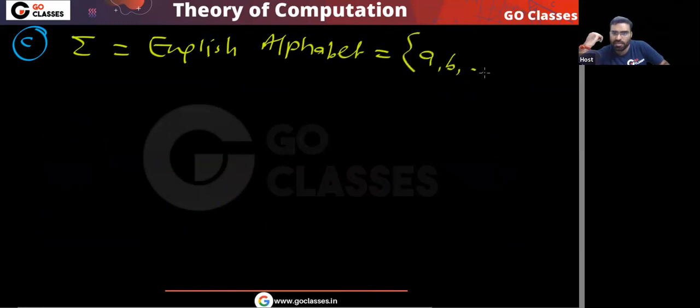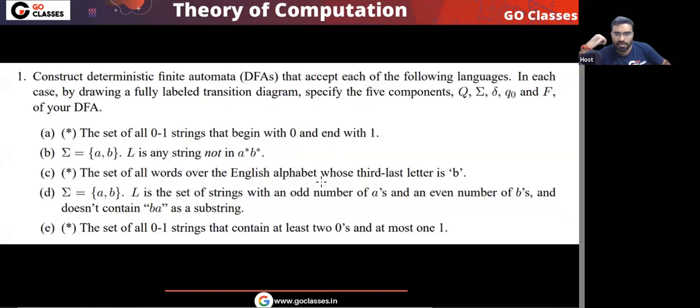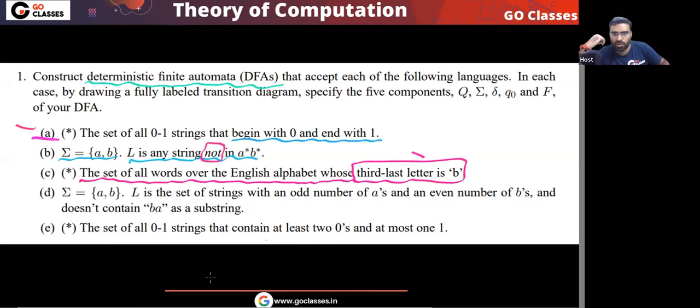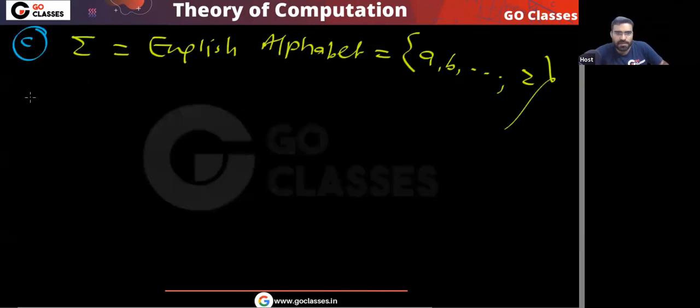Your alphabet is the English alphabet, meaning A, B, C, D and so on up to Z. The question is asking that the third last letter is B. So this is what we want, and I can say this is your language.